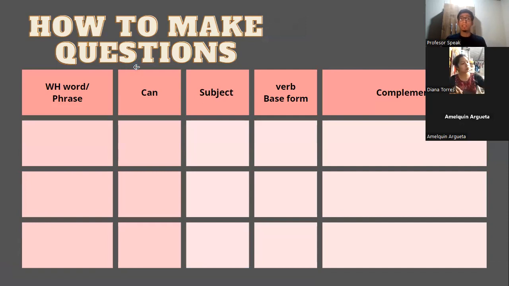So here we have how to make questions, okay? We have two types of questions. In English, we have open questions and closed questions. Open questions and closed questions. Do you have an idea, guys, what is a closed question? Or an open question?